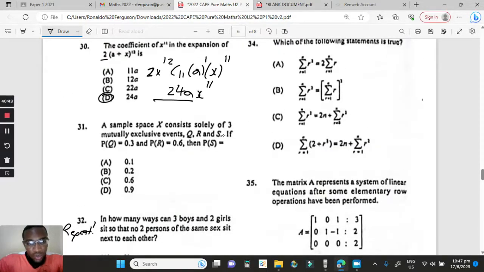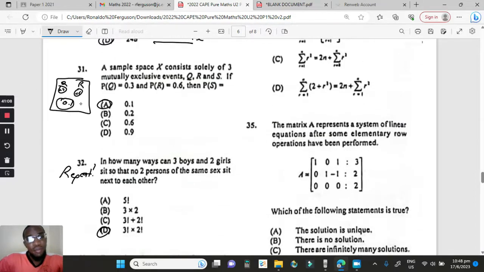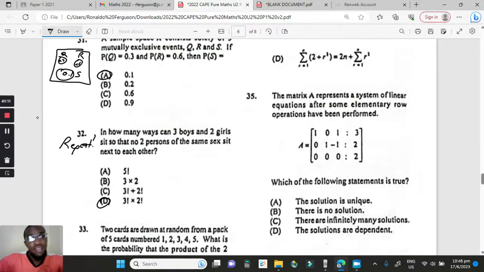Now, say mutually exclusive. So if it's exclusive, they tell you what's going for Q, and they tell us what's happening for R. So we need to find S: this is 0.3, this is 0.6, and this needs to be 0.1, so all of them add to 1. Alright, they're mutually exclusive. That part would be S.